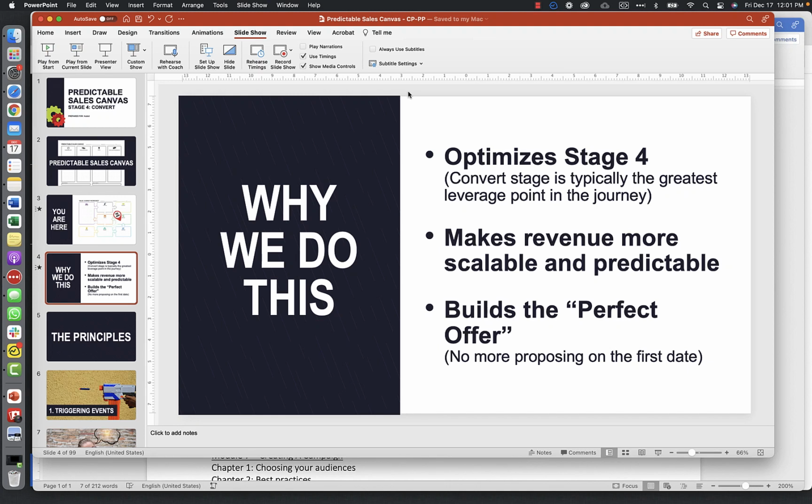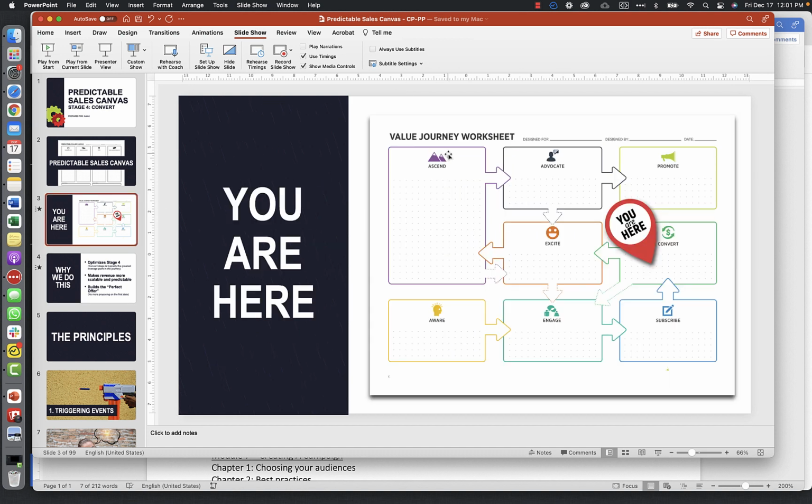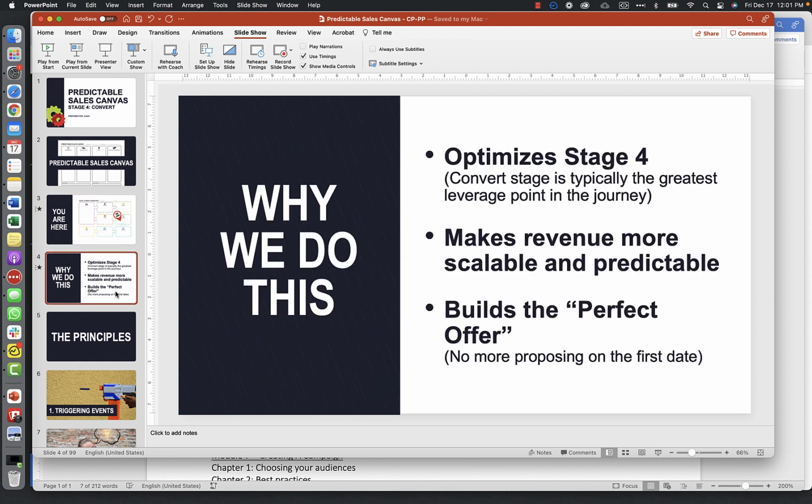Everyone, welcome to the Predictable Sales Canvas worksheet and training. This is actually step 4 of the Value Journey worksheet. Remember, we're starting at the Ascend stage. The AHA Accelerator was here at the Excite stage, and now we are here at the Convert stage. So we do this because it optimizes stage 4, that Convert stage.